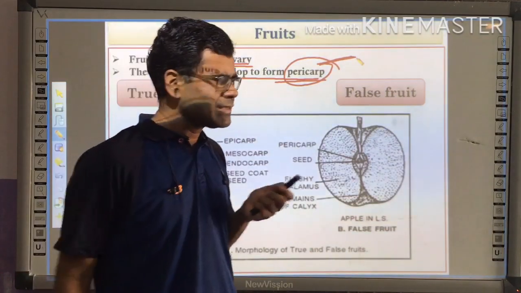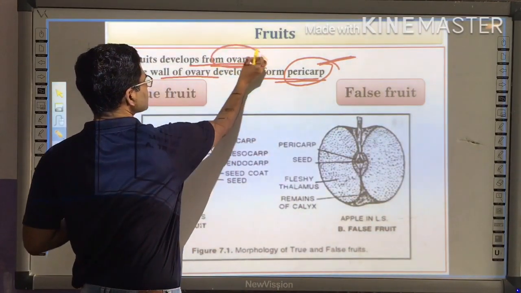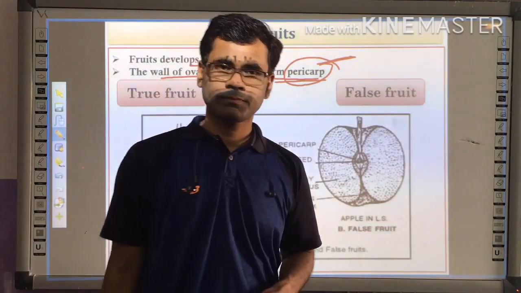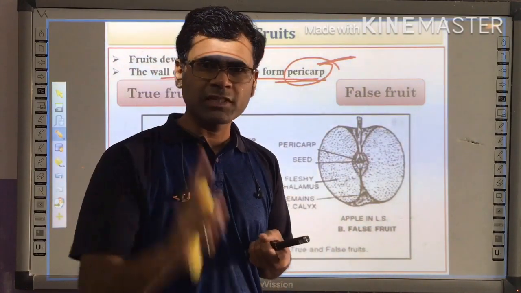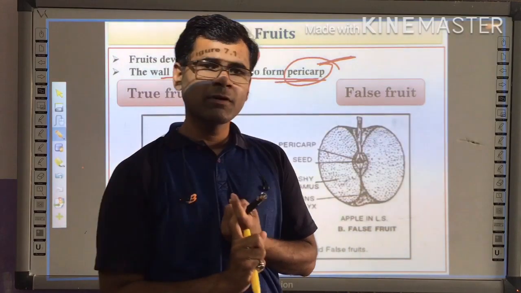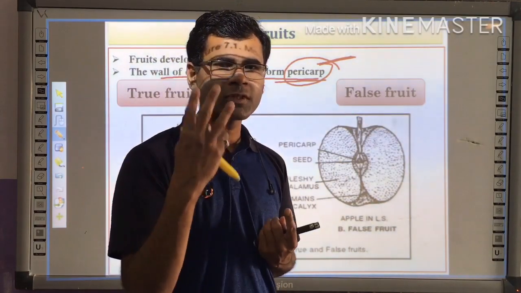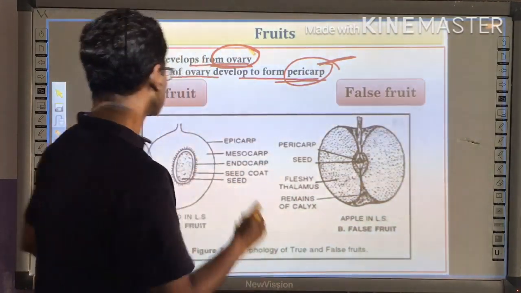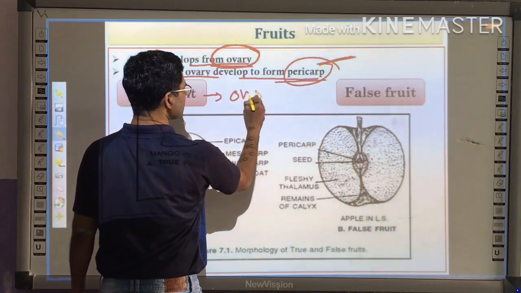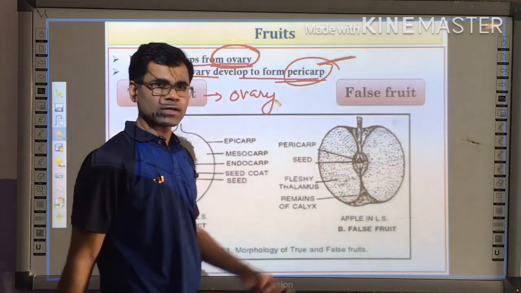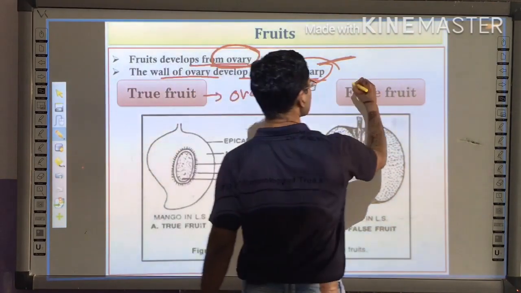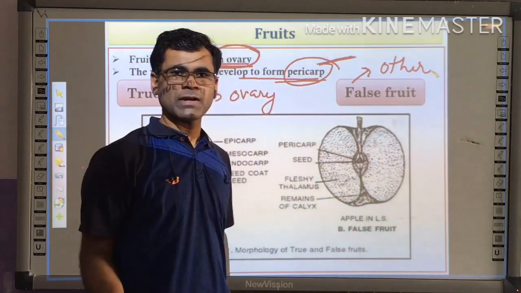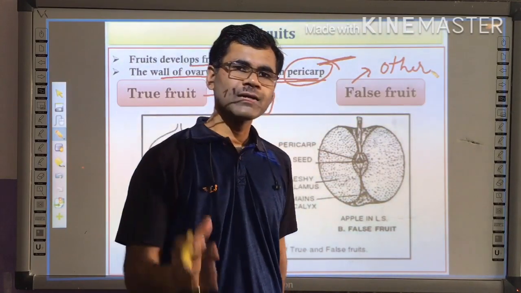Okay, fruit is actually developed from the ovary, but in some cases it is not so. So on the basis of whether the fruit is developed from the ovary or from any other part of the flower, fruit is basically of two types. One is called true fruits. True fruits are those which develop from ovary, and another one is called false fruit. False fruits are those which develop from other parts of the flower except ovary.